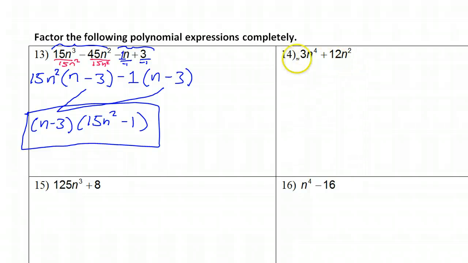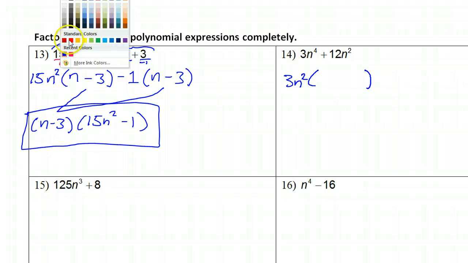First step of factoring is to look for a common factor. This time I do see a common factor. 3 goes into both, and I see the n squared here. So the GCF is 3n squared. So when you do the GCF, you just make one set of parentheses.